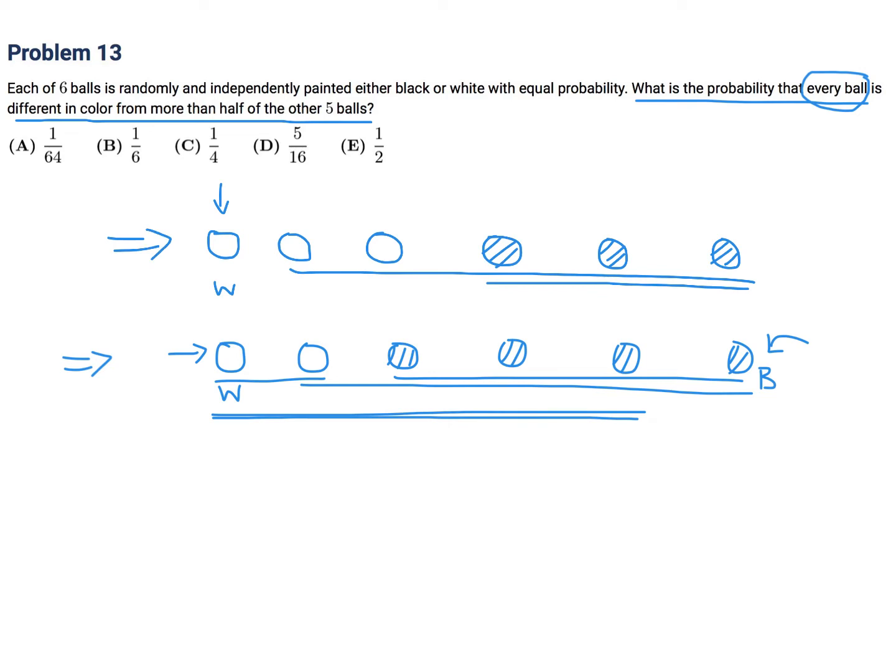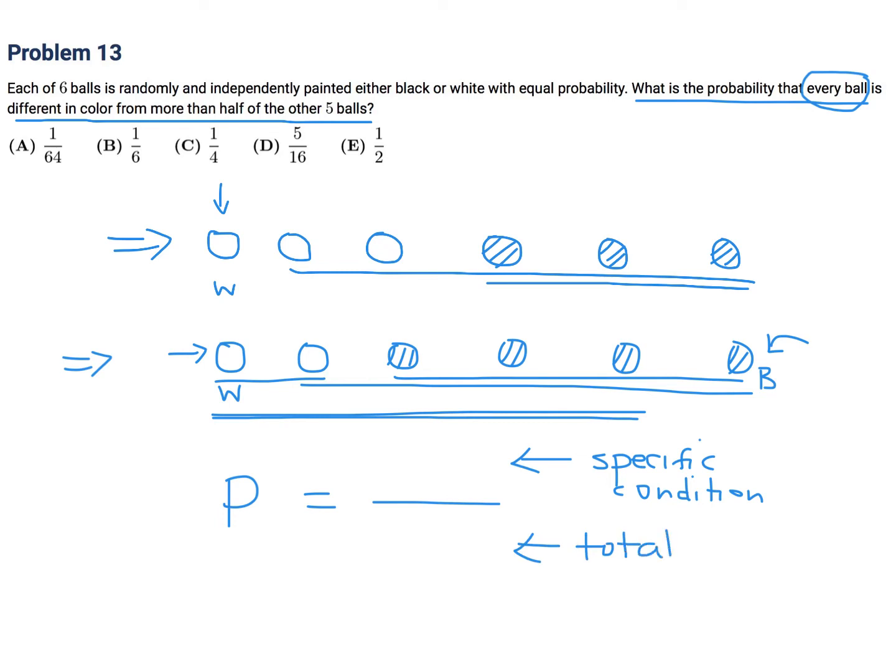Okay, we can figure out the probability. Probability is almost always a fraction. The top number is our specific condition, and our bottom number is the total. So let's talk about the total first. Well, the total is easy because for each of these balls, we have 2 choices, white or black, and that's it. So in order to get the total, you just multiply them. So it's really 2 to the power of 6, which I believe is 64.